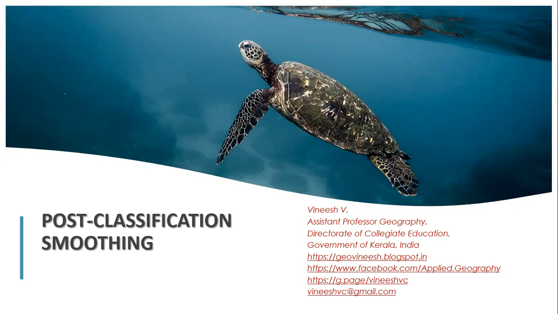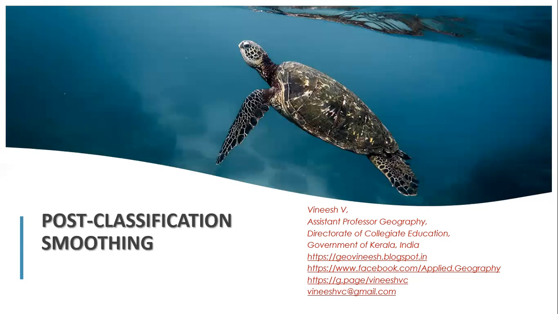I already said, next to post classification, the next one is application of remote sensing data for different kinds of things like disaster management, agriculture, forestry, etc. In post classification smoothing, we are extracting information from the image and preparing a thematic map. Before that thematic map, we are doing certain kinds of improvement.